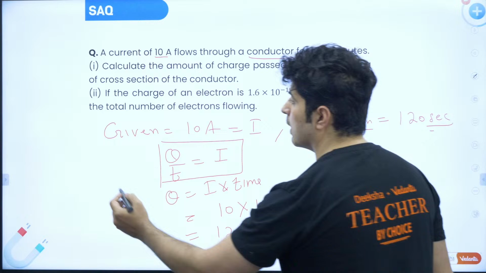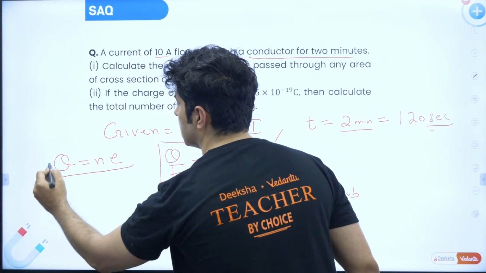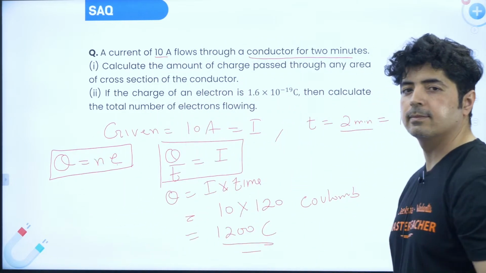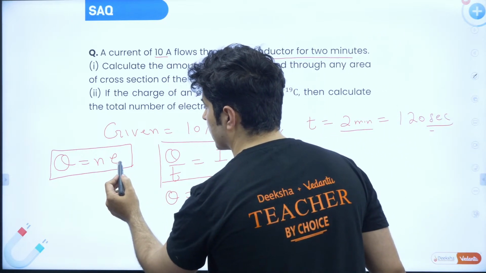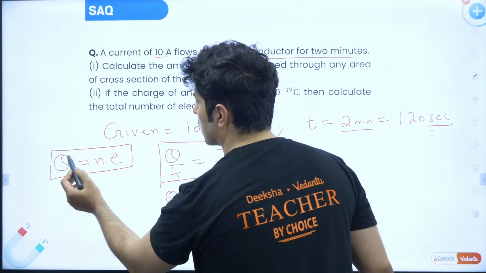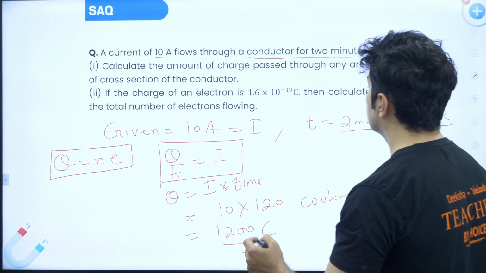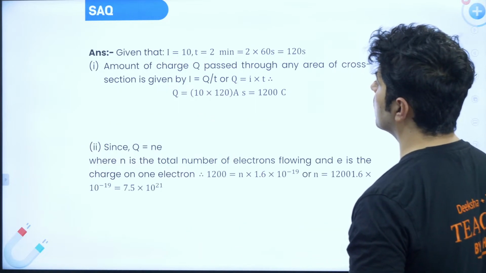Also, there is another formula. Q is equal to N into E. It means charge on one electron into number of electrons is equal to Q. Again, I repeat, charge on one electron multiplied by number of electrons is equal to total charge. All right. So just think about it. Just put it over here. Put it in the formula. So what do we get over here?